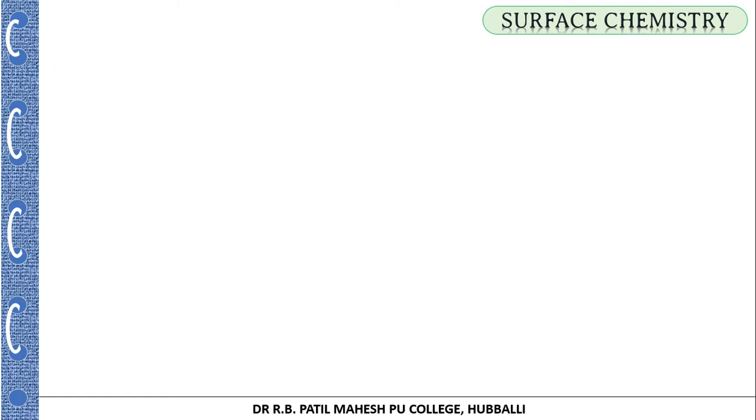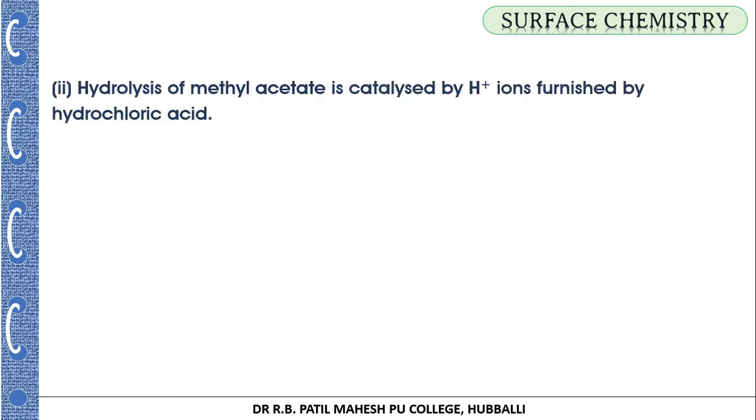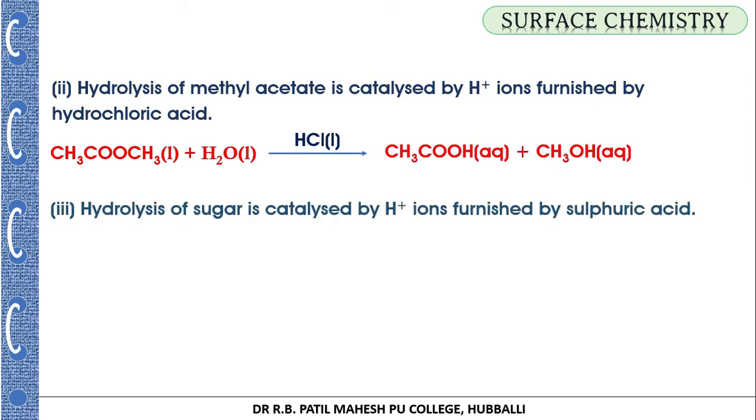Now let us see some more examples. Acid catalyzed hydrolysis of an ester like methyl acetate is once again an example of homogeneous catalysis. In this reaction, students, you can see clearly methyl acetate is a liquid, water is a liquid, and hydrochloric acid or sulfuric acid, which you can use as a catalyst, is also a liquid. Hence both reactants and catalyst are present in the same phase. So when an ester undergoes hydrolysis, what do we get? Carboxylic acid and alcohol, acetic acid and methanol, as the products.